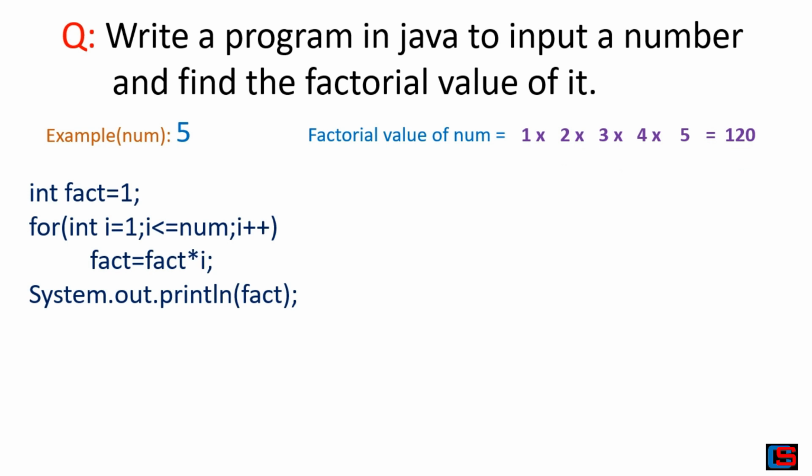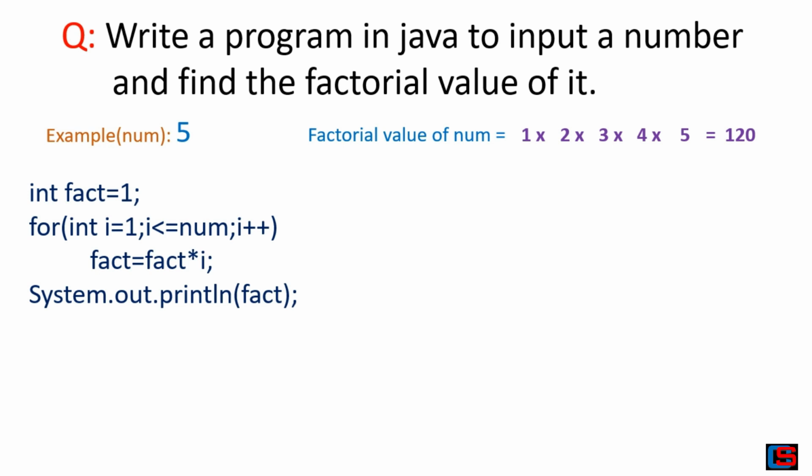Then I am going to write the loop, which starts from 1 and goes up to num, which in this case is 5. So the loop will continue up to 5 terms, and the loop will increase by one value, that is i++, and then fact is multiplied by the i value. So fact equals fact into i. Then outside the loop I just print the fact value, which holds the factorial value of the inputted number.